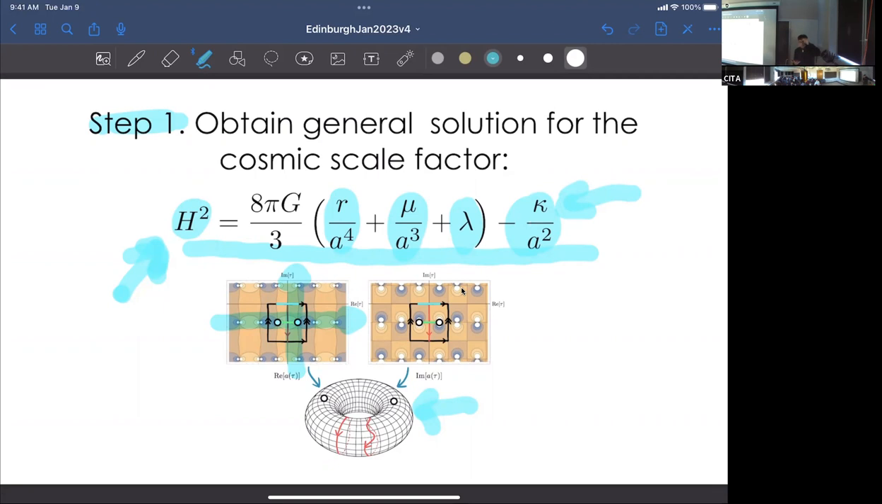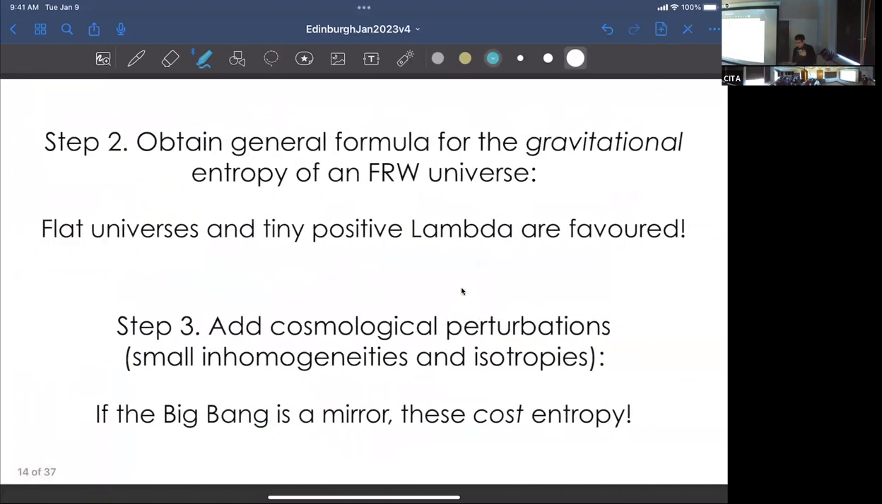They pointed out that you could calculate the entropy of those spacetimes by just calculating their action around one period in the imaginary time direction. So we just do the exact same thing here. We now also see that the solution is periodic in the imaginary time direction. So we just calculate the action around one loop to get the entropy of that spacetime. And so we get, I won't write it down, but it's a rather simple formula for the gravitational entropy of a general FRW universe.